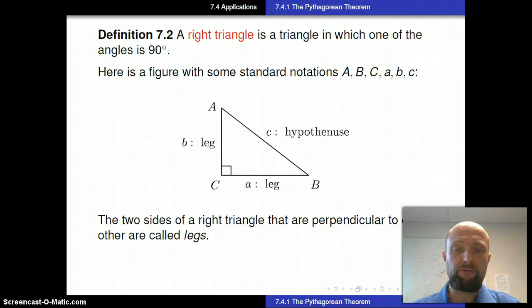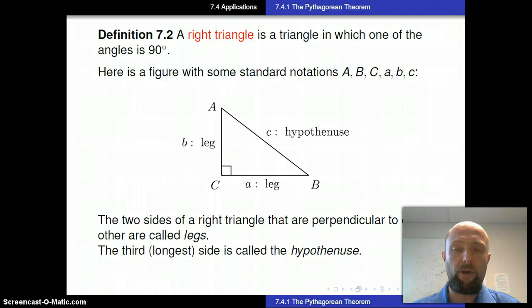The two sides of a triangle that are perpendicular to each other are called the legs. The third, the longest side, is called the hypotenuse.